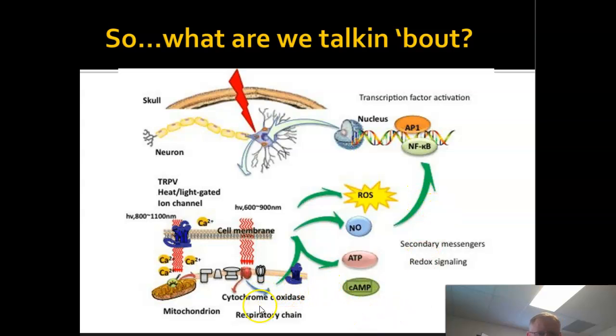But ultimately, the chromophore, this cytochrome oxidase, which is chilling in the mitochondria, powerhouse of the cell, gets exposed to this light energy, these photons, and it generates the production of ATP. That sounds pretty cool. Nitrous oxide. What the hell does that mean?